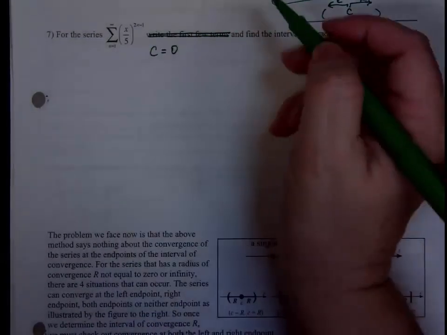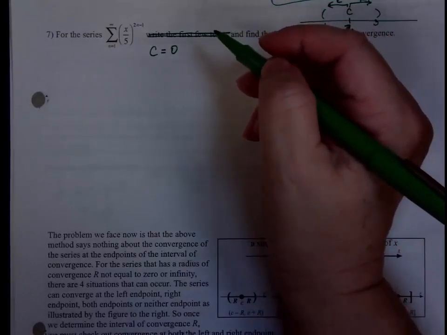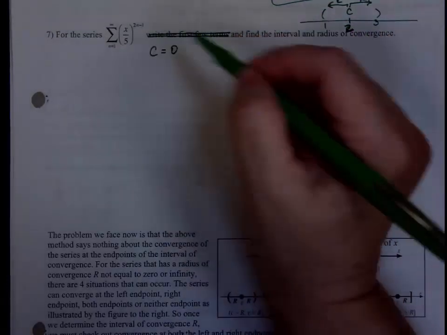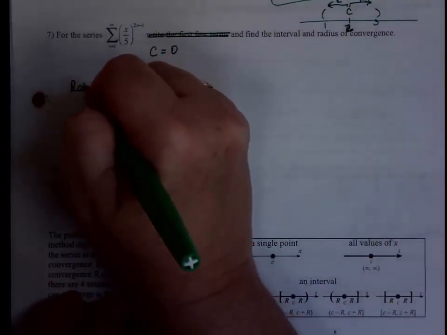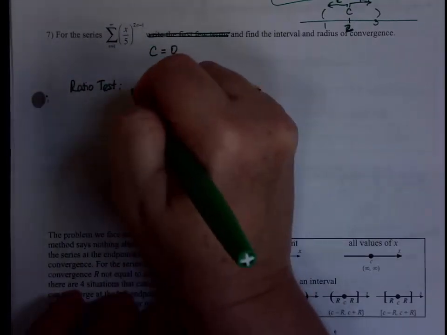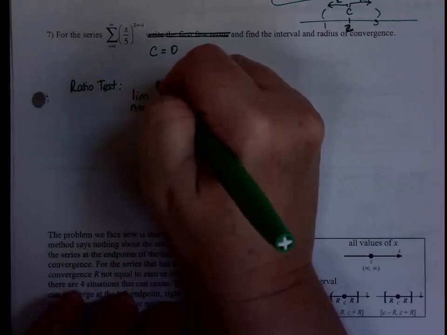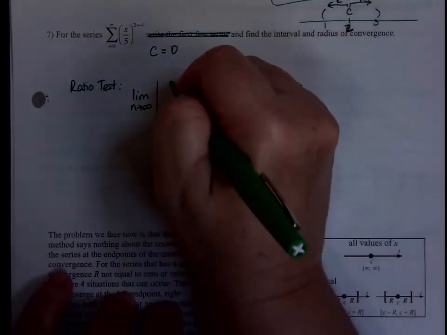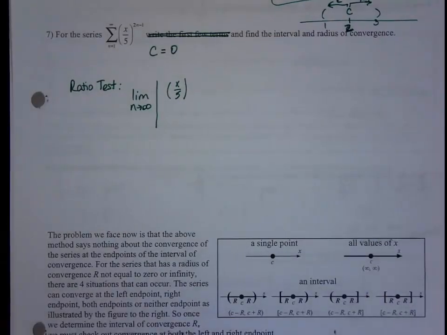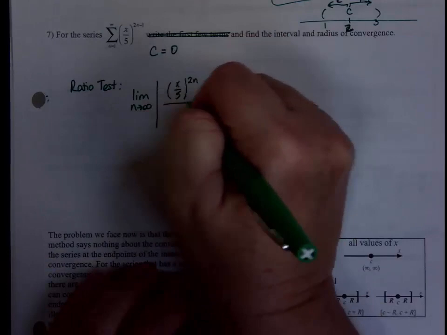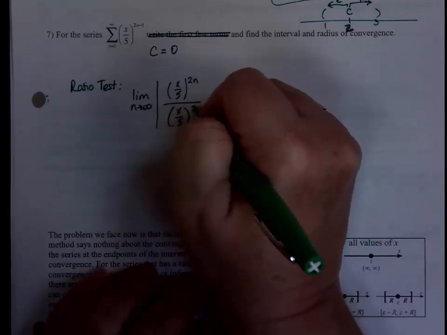What test could we use on this one? Not root, when it's more than just an n. Could we do ratio again? Yes, ratio is a good one to do. So ratio test: we're going to do the limit as n approaches infinity, absolute value, x over 5 to what power? If it's 2n minus 1 now, and I'm going to raise it by 1, just 2n. Very good. So this is x over 5 to the 2n over x over 5 to the 2n minus 1.